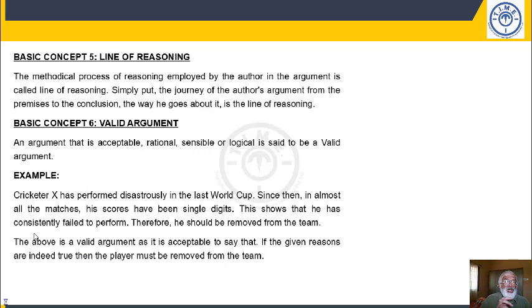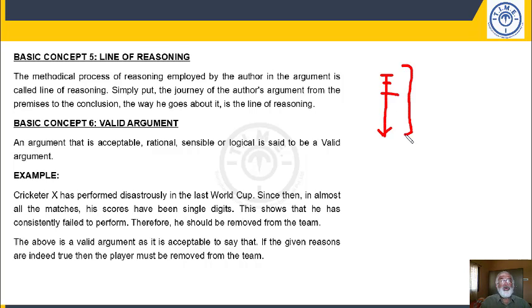Now let's move ahead. So now let's talk about the line of reasoning, or what people in conversation sometimes refer to as logic. So the process of reasoning employed by the author in the argument is called a line of reasoning, right? Which means these premises, if ordered in so and so fashion in this sequence, then represent to you a certain line of thinking, and this line of thinking ends up at a conclusion. So this, what holds the whole thing together and runs through the whole thing, is your line of reasoning. So the methodical process of reasoning employed by the author in the argument is called line of reasoning.